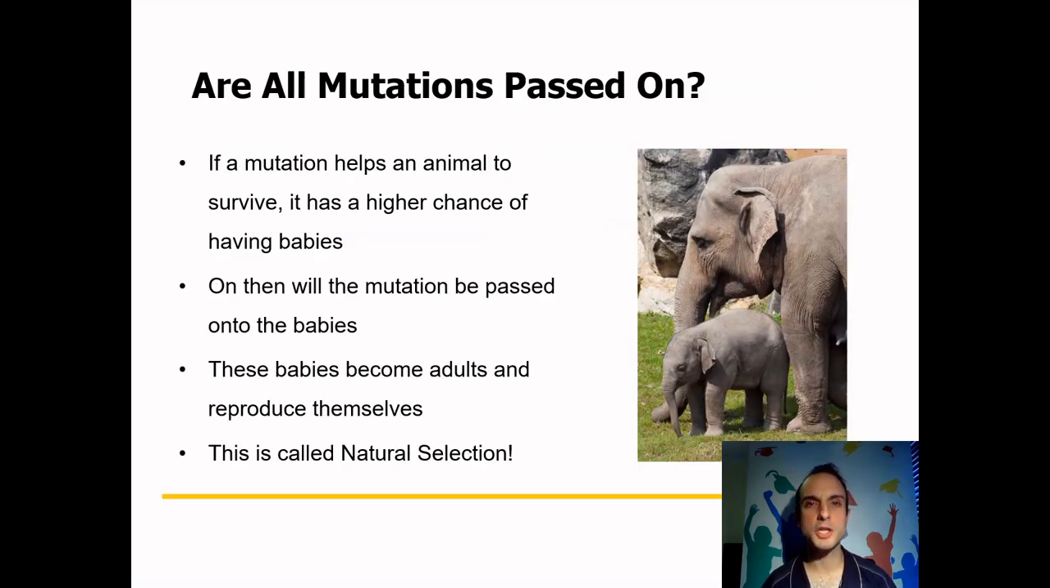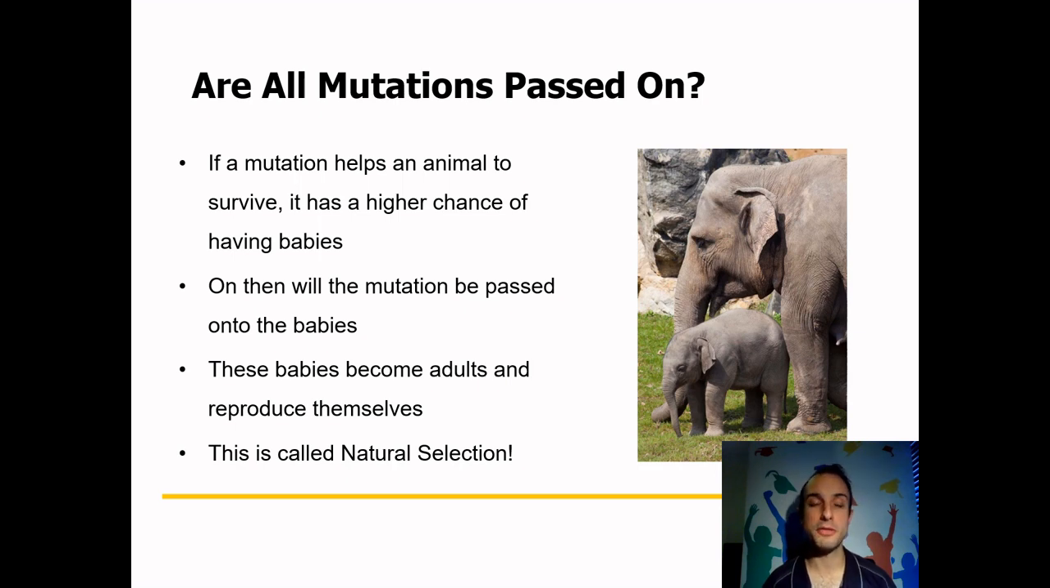Now, as we're talking about this, you're probably thinking, well, does that mean every single time a mutation takes place, does it live on in that species? So all the species we see today, is that evidence of all the mutations that have ever occurred? Is there a combination of that? Well, no, it's not. Only those mutations that will help an animal to survive. If there's a mutation that actually makes an animal less likely to survive, then it won't be passed on.